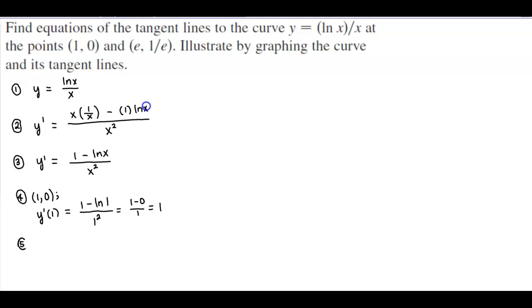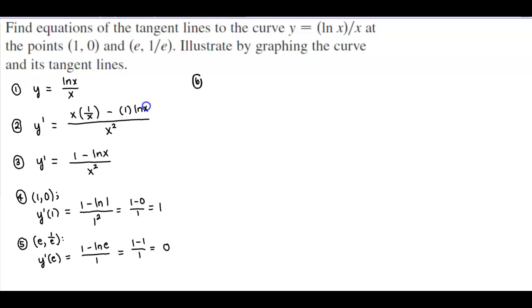Then we want to find the slope for the point (e, 1/e). That means we want to find y prime at the x value e. So we have 1 minus the natural log of e over e squared. Well, what is the natural log of e? That is 1, so this is 1 minus 1 over e squared, which is 0. Therefore we get 0 for the slope.